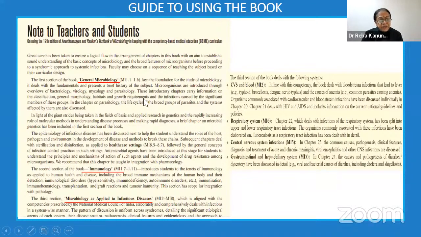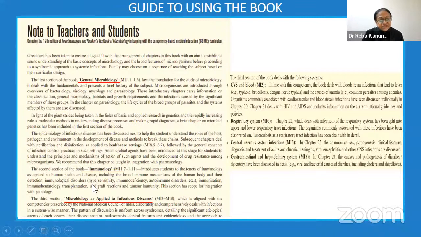Now, this general microbiology consists of all the overview chapters, a brief introduction, and following that, we have incorporated antibiotic resistance, sterilization, disinfection, and healthcare infections into the first or general section, which are basically chapters that overarch all the other systems.